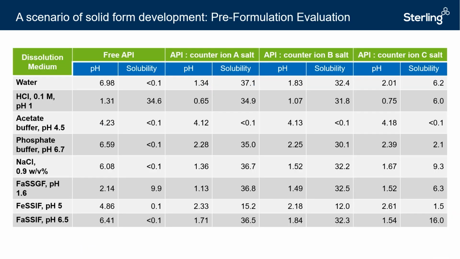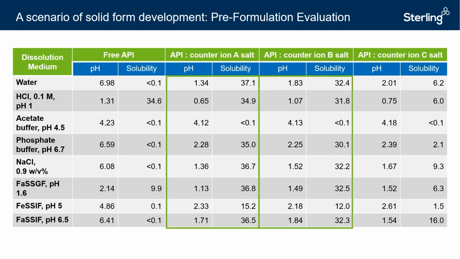Here we see a table detailing the API and API salt version solubility in the various aqueous and biorelevant media and the measured pH of the mixtures. It is quite complex at first glance, but we'll highlight the key observations of note. The solubility and pH characteristics of the counterion A and B salts were similar across the range of dissolution media examined, with solubility greater than 30 mg/ml in all media besides the pH 4.5 acetate buffer or pH 5 FeSSIF biorelevant media.